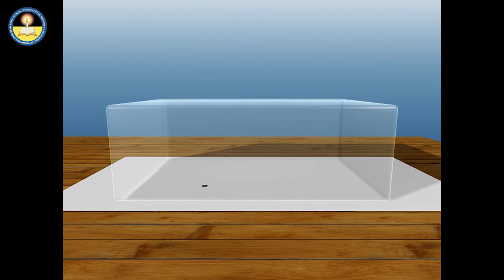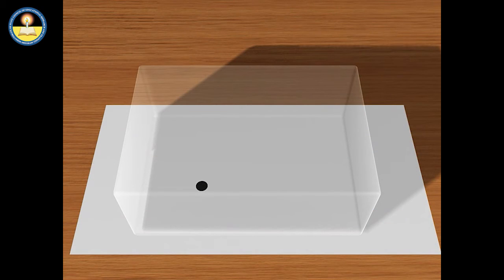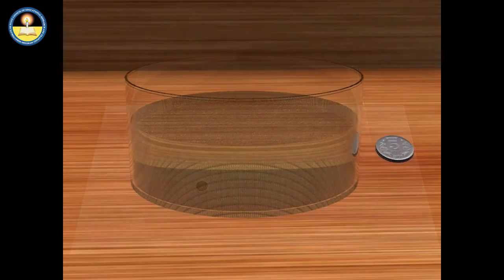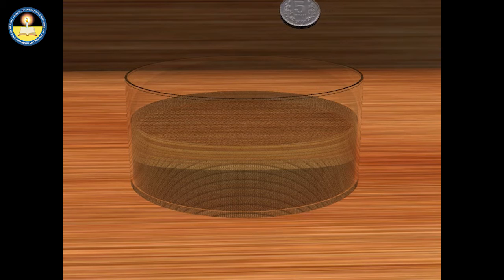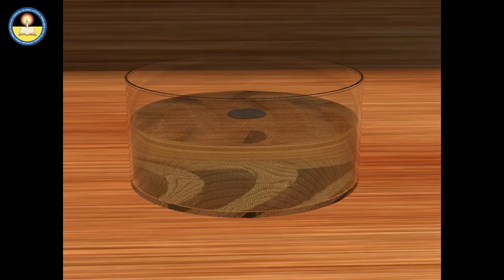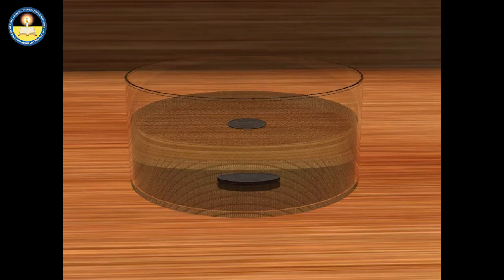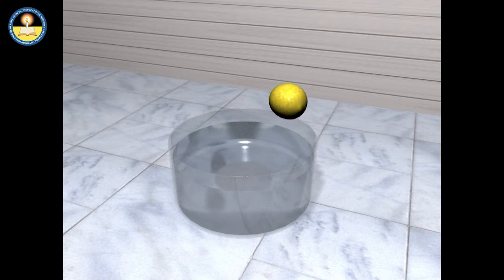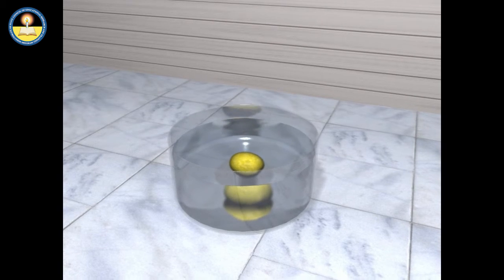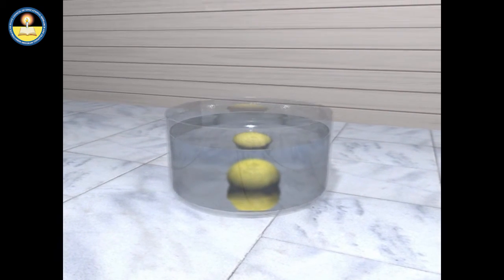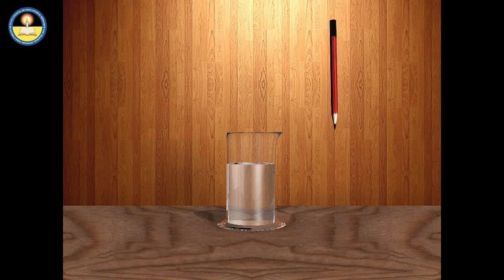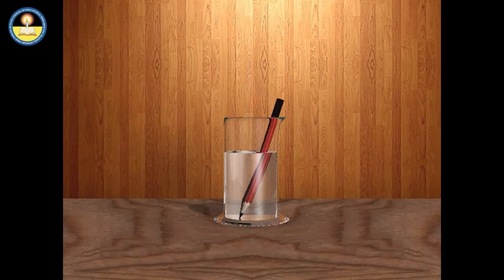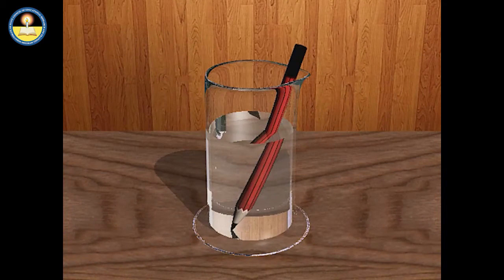In general, an object kept in a denser medium appears to be raised when observed from a rarer medium. That is why when a coin is placed in a trough filled with water, the coin appears to be raised. Also, due to the same reason, a lemon kept in a glass of water appears bigger. The same phenomenon can be seen in the case of a pencil partially dipped in water.